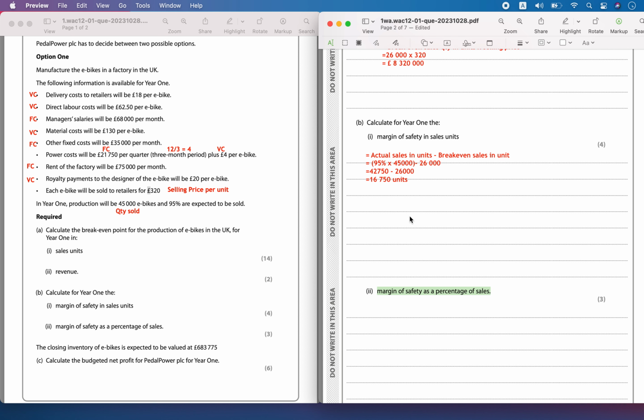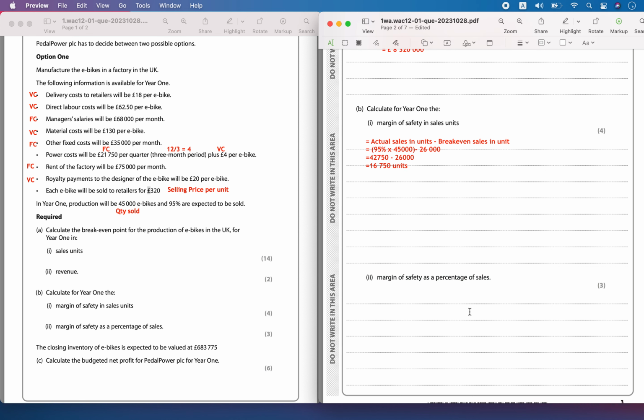Then margin of safety as a percentage of sales. You know that below the break even point there could be loss, above the break even point there will be profit, and the margin of safety helps you understand how many more units should be there in your system so that it doesn't drop to break even and below. So the next one is margin of safety as a percentage of sales.